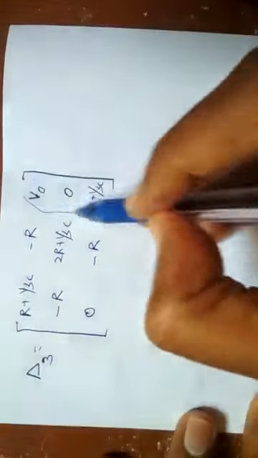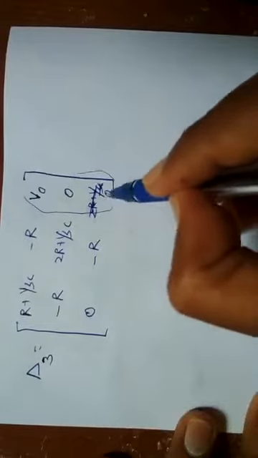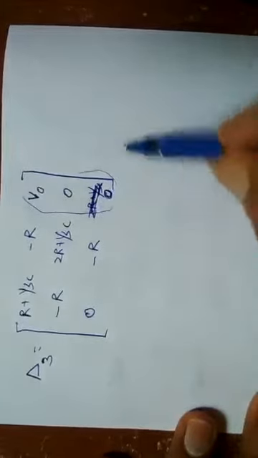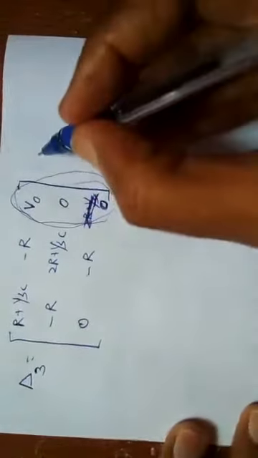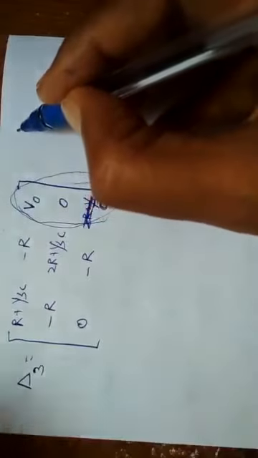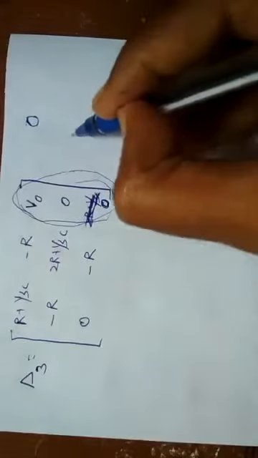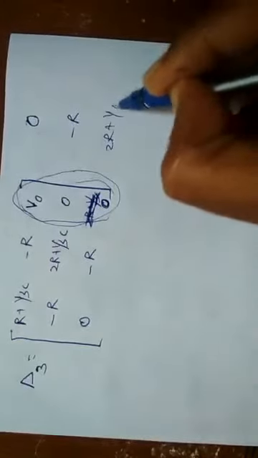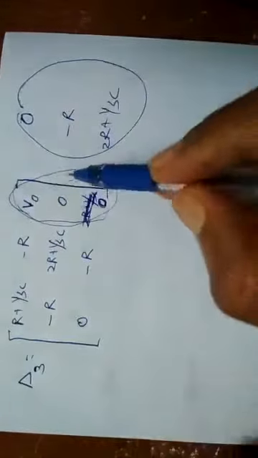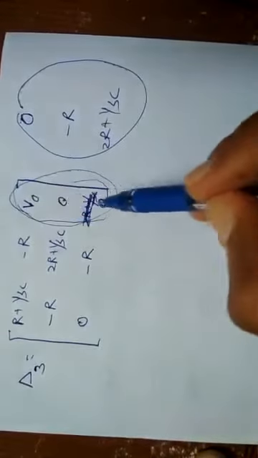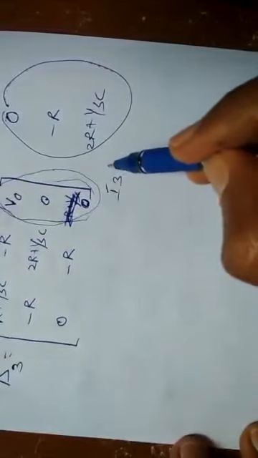So the third column, sorry, this one will not be 2R plus 1 by SC, it will be 0. It will be only 0. So the third column in the matrix is replaced. Actually, if you see the first matrix, it was 0, minus R and 2R plus 1 by SC. But instead of this, the column has been replaced by V out, 0 and 0, the potential values. This is for finding this I3.